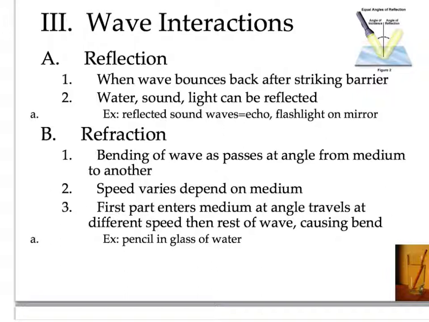Again, the speed at which something moves through depends on the medium. Okay. The first part enters the medium at an angle, travels at a different speed than the rest of the wave, causing it to bend. If you've ever looked at a pencil in a glass of water, this is a great example of how this works. Okay, the image down on the lower right hand side here kind of shows that. Obviously we know that the pencil is in a straight line, but if you look just right as you're looking through the glass, that image appears like it's bent almost in half or even broken in half. That is because of refraction.